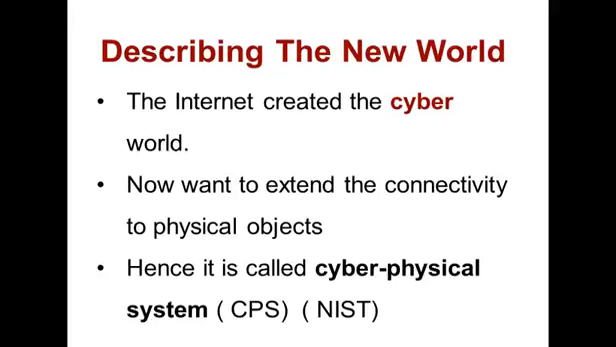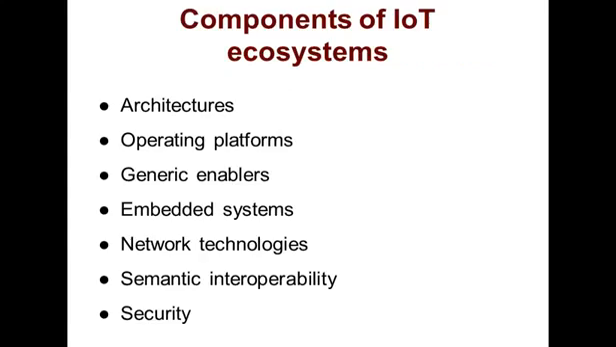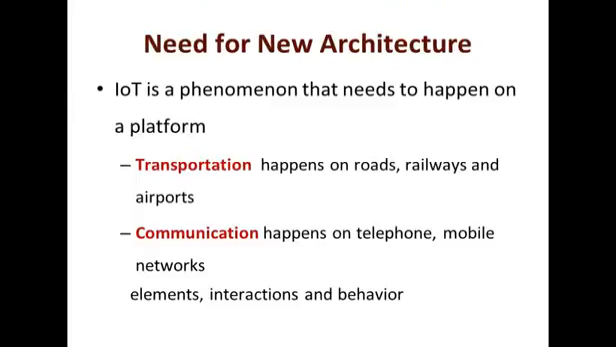But now we would like to extend this connection to other things in the world, for example, my fridge, my wallet, and all. Hence, this system is called a cyber-physical system. Cyber because it is internet, physical because it is connecting to physical devices like a light or a car and so on. So IoT extends the existing internet to include the physical devices of this world.